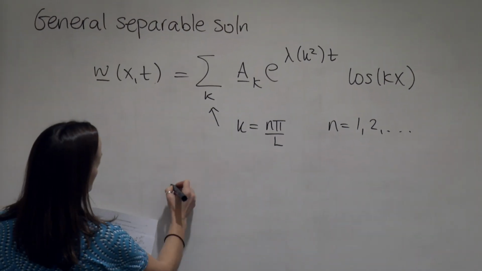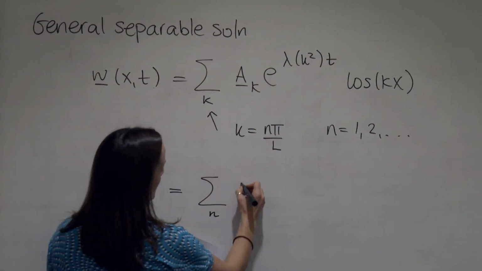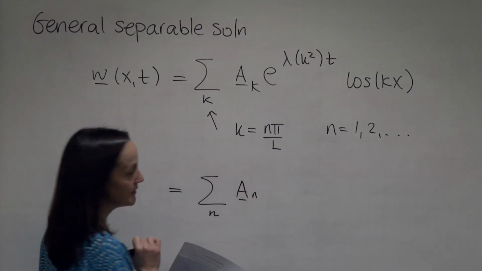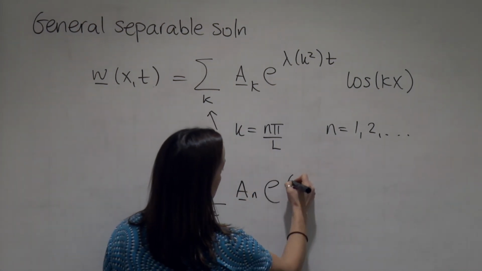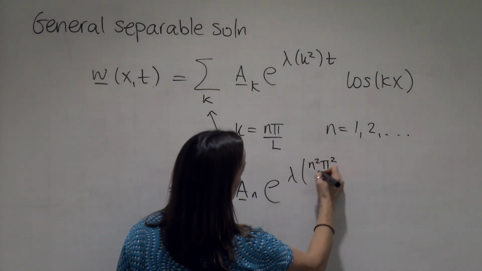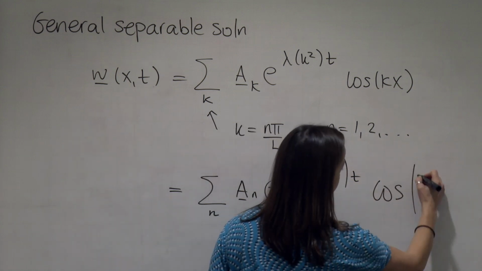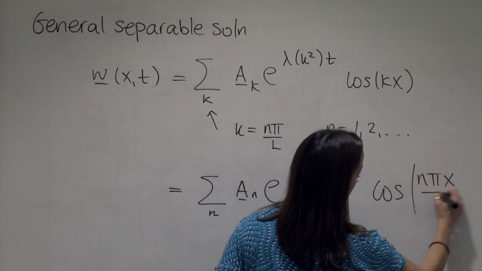Or in other words, if we write this out, we're going to have a sum over n. We've got, let's call it now a_n, e to the lambda of n squared pi squared on L squared times t, times the cos of n pi x on L.